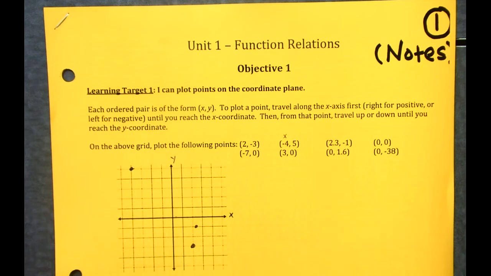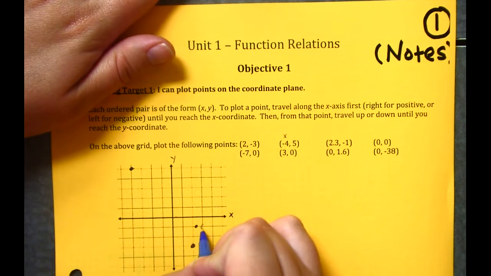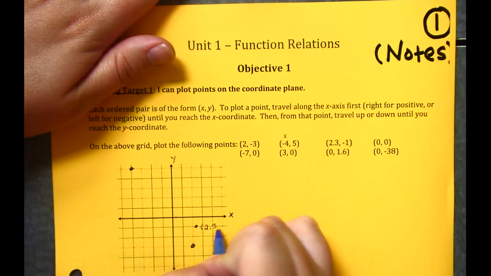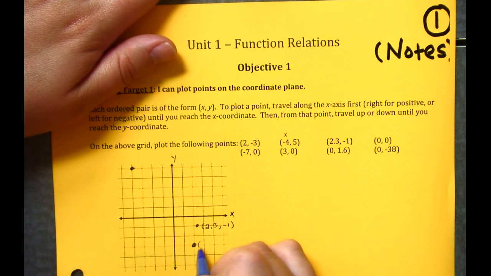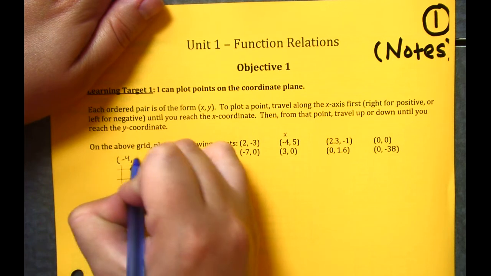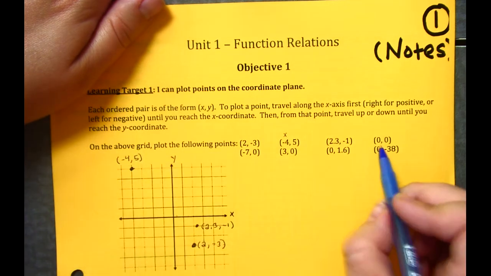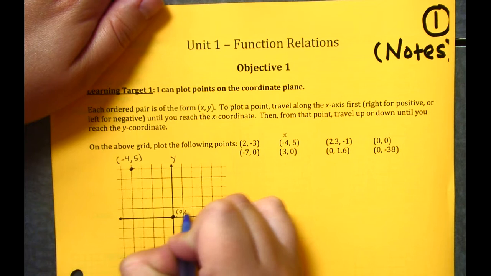Now, you notice that there's getting to be a lot over here, so I'm going to start writing what each one is next to it. So this one was over 2, down 3. This one is left 4, up 5. (0, 0) means I don't go over at all, and then I don't go up and down at all. I stay right there, and we call that the origin.